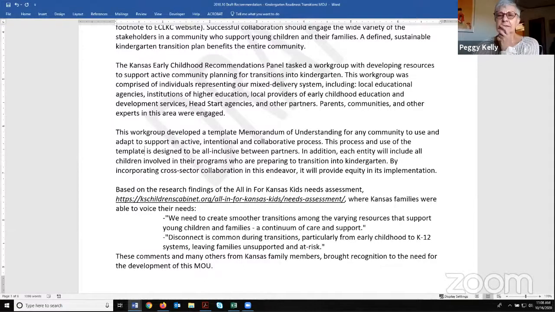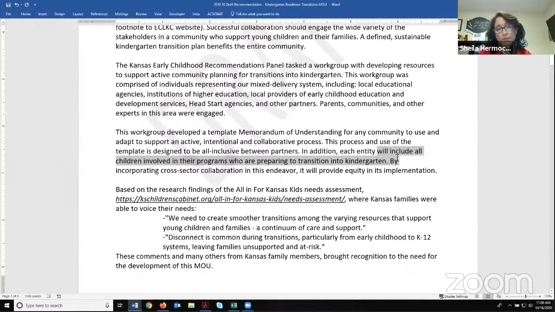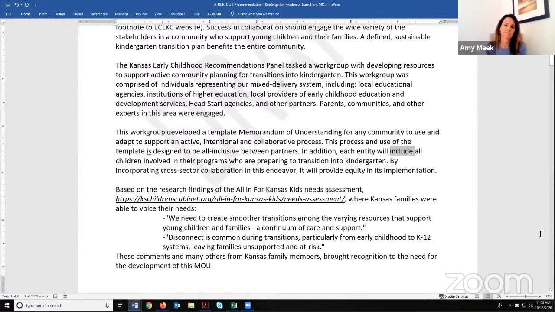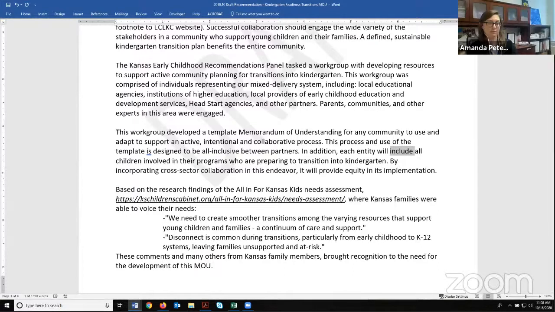In that next sentence, in addition, each entity, I don't like will include all children, will. How about be inclusive? Will consider all children involved in their programs, or yeah, will consider, Amy? Maybe in addition, each entity will consider all children involved in their programs who are preparing to transition into kindergarten in their planning. Does that make the sentence too long?